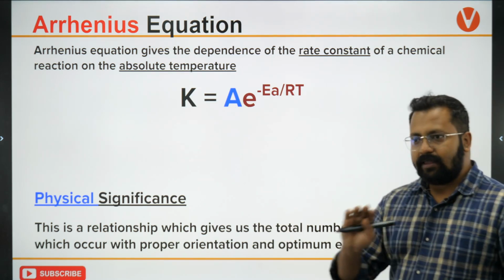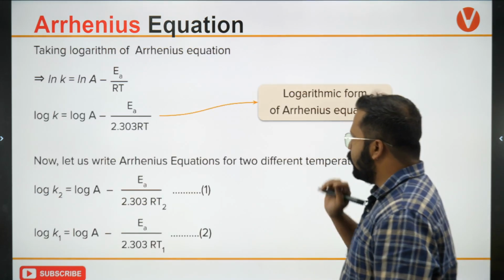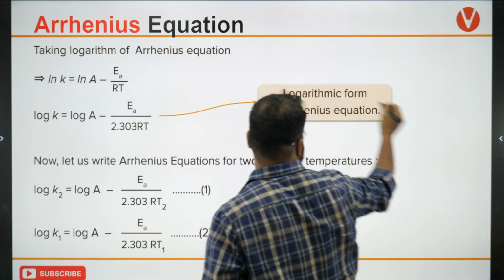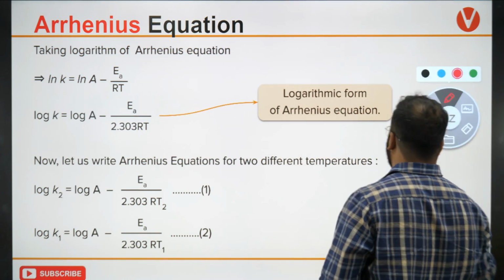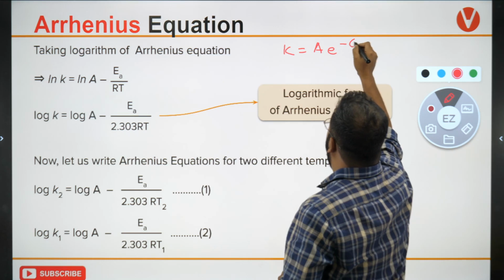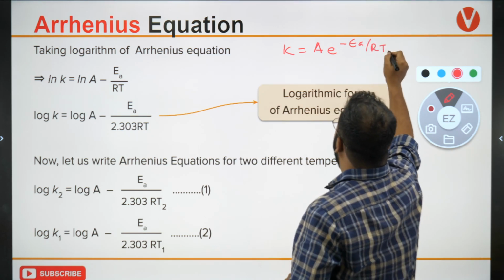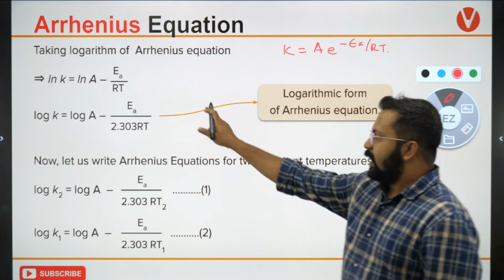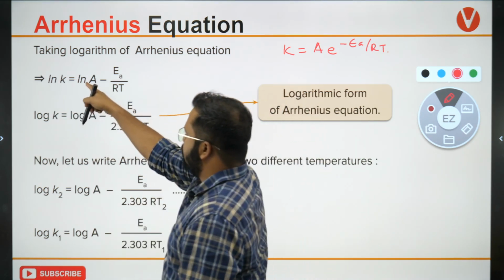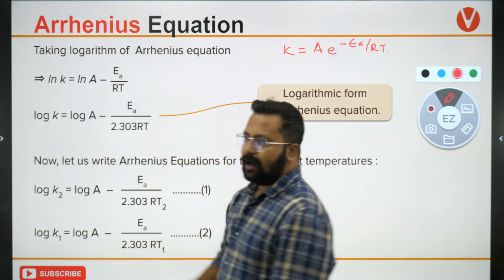So with that in mind, let's move ahead. If I take the log of that equation, our equation was K equals A e to the power minus Ea upon RT. If I take log on both sides, I would get ln k is equal to ln A minus Ea by RT.